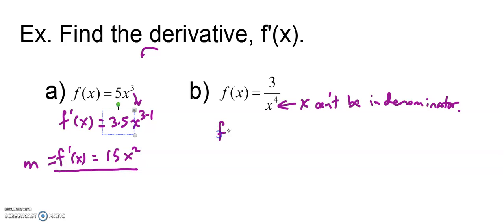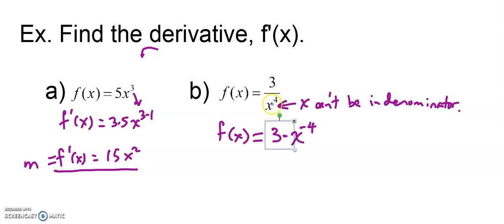So to do that, I'm going to say f of x equals, notice I haven't taken the derivative yet. You learned back in algebra negative exponents, and this is one of the big reasons why negative exponents were taught to us in algebra, is so that we can take the derivative of functions like this, 3 divided by x to the fourth. Well, I can rewrite this as 3 times x to the negative 4 power.